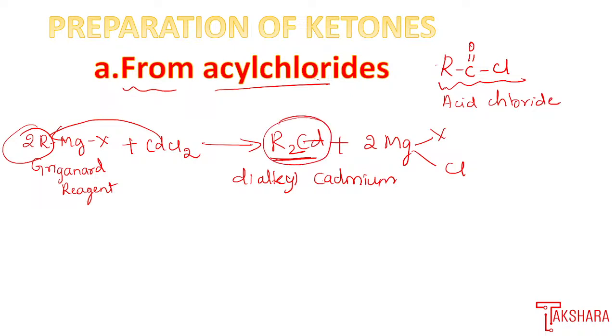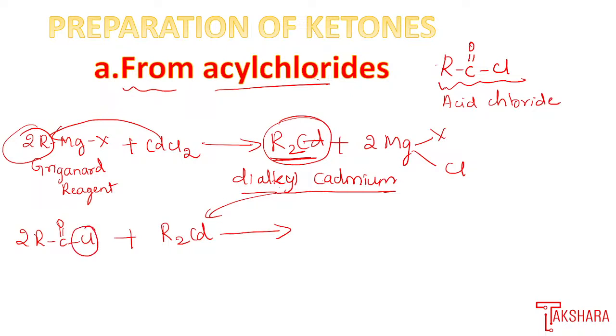As the reactant molecule, let us take acyl chloride. When 2 moles of RC double bond OCl, called acid chloride or acyl chloride, is treated with R2Cd, dialkyl cadmium, Cl is replaced by R. So we get the product R C double bond O R, plus CdCl2. Because there are 2 moles of Cl, we get CdCl2 as the byproduct.